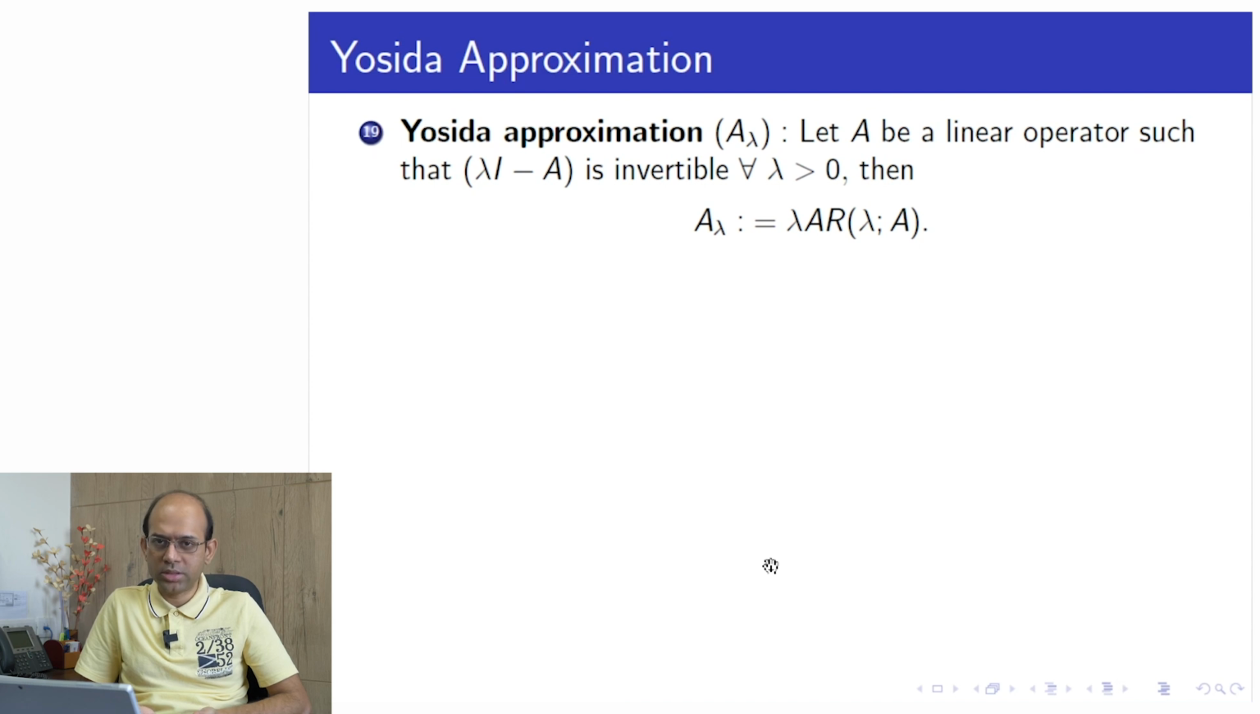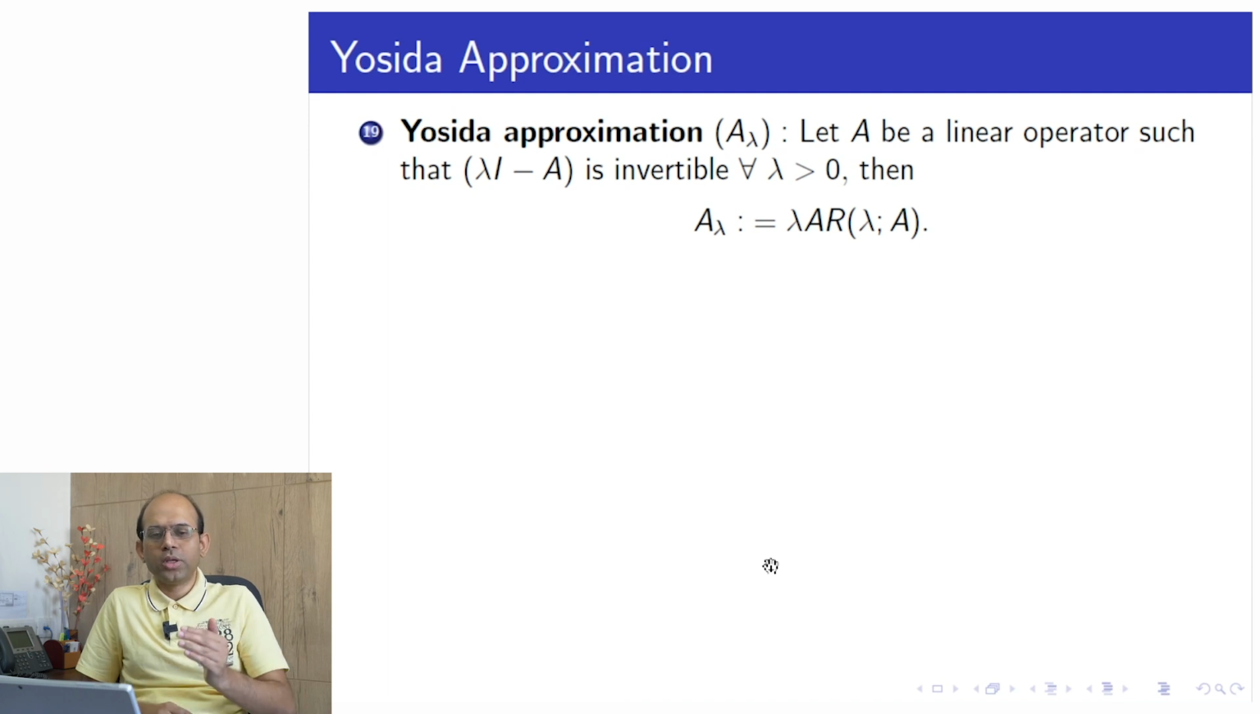Since we are not presenting the proof, I would not be able to show how this Yoshida approximation was used in the proof. But I can give an intuitive understanding of how it is important there. So Yoshida approximation basically approximates an operator by a bounded linear operator.